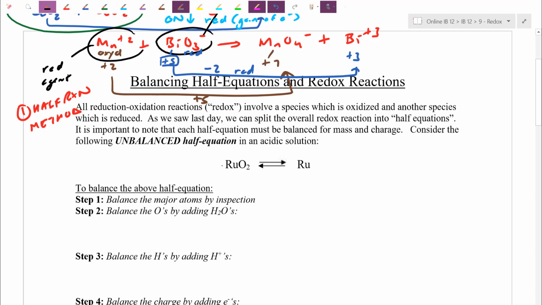So this first one right here is just practice. We actually just have a half equation. I want to see how I'm going to balance just part of it. And then on the next page over, you're going to see us do this twice and then put it back together. Okay. So all redox reactions here involve one guy oxidized, one guy reduced.